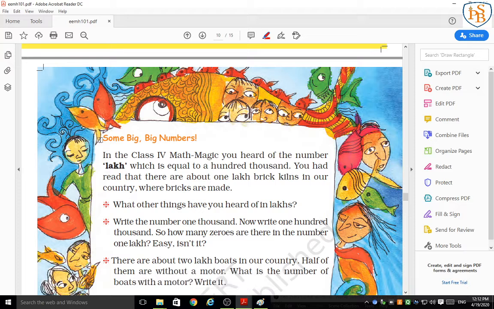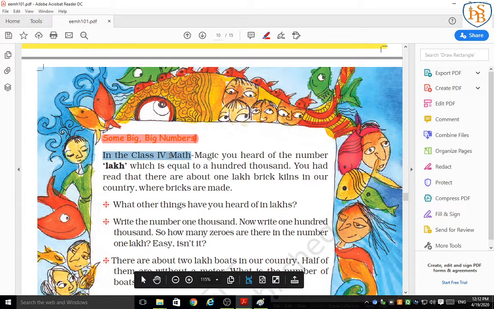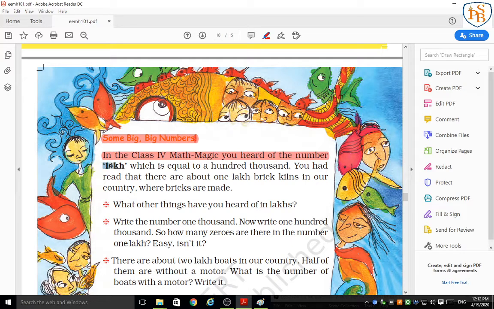Our next point is some big numbers. See, here we have an exclamatory sign. Correct? Some big numbers. Let's read. In class 4th Math Magic, you heard of the number lakh. What does lakh mean? Lakh, which is equal to 100,000. Lakh is nothing but 100,000. We already learned this in the class 4th Math Magic book.